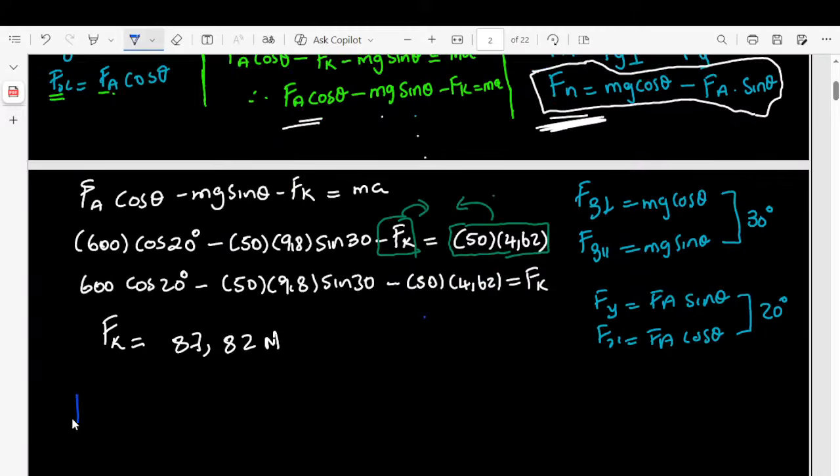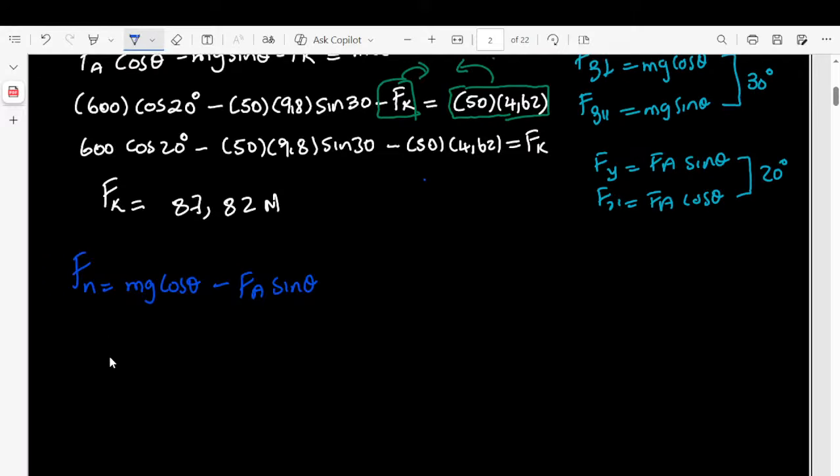Fn, we said the formula is Fn equals mg cos theta minus Fa sine theta. That's our normal force. Let's substitute. Fn is equal to, where there's m, I'm going to say this is my 50 into 9.8. Remember, this is our FG perpendicular. So which angle are we using? 30. So this will be the cos of 30 minus F applied 600 newtons, the sine of, this is our Fy, so we're going to use 20 degrees.